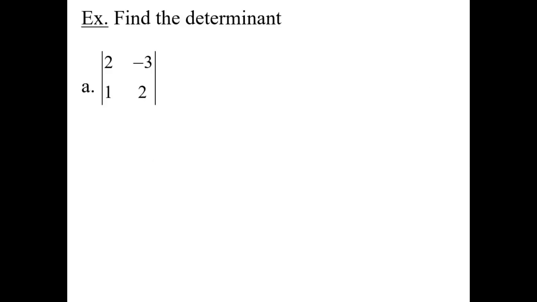So to practice this a little bit, let's find this determinant. Again, please notice the straight lines around the matrix tell us that we're going to do something with this matrix. We're going to find this determinant. So multiply the main diagonal, 2 times 2, minus multiply the other diagonal, 1 times negative 3. And so the determinant is 7.